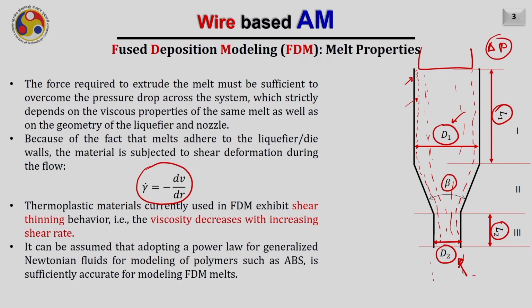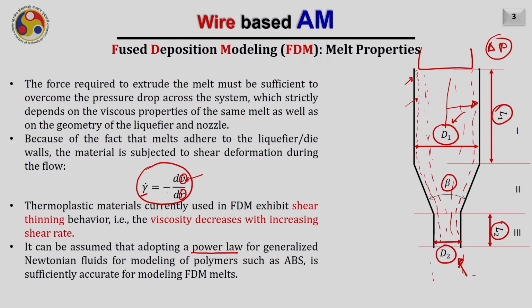So the shear rate will be equal to minus dV by dr, where V is the velocity of the melt and r is the radius of the liquefier. The thermoplastics typically used in FDM usually exhibit shear thinning behavior. That is, the viscosity decreases when we increase the shear rate. It can be assumed that adopting a power law for a generalized Newtonian fluid for modeling polymers such as ABS is sufficiently accurate for modeling FDM melts.